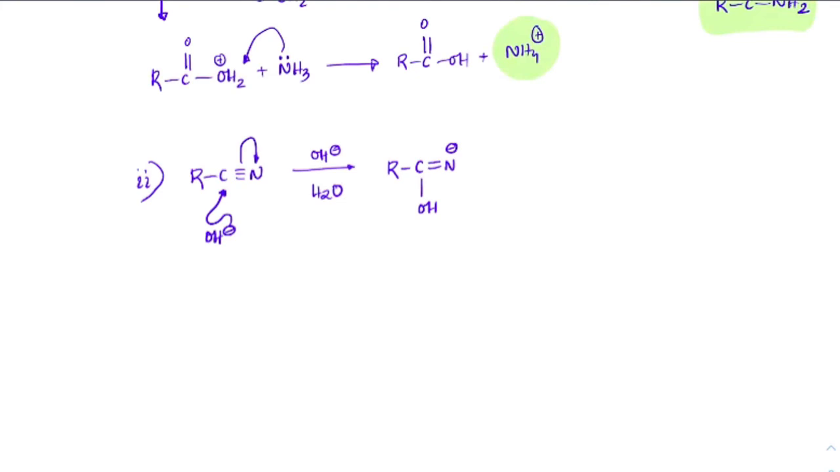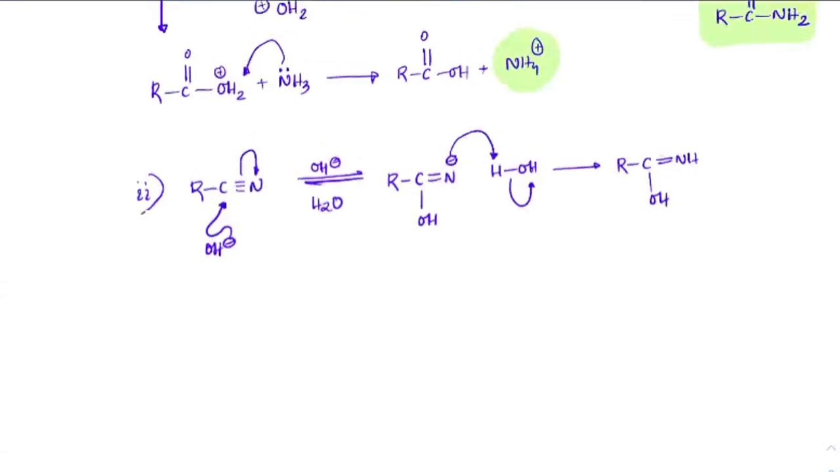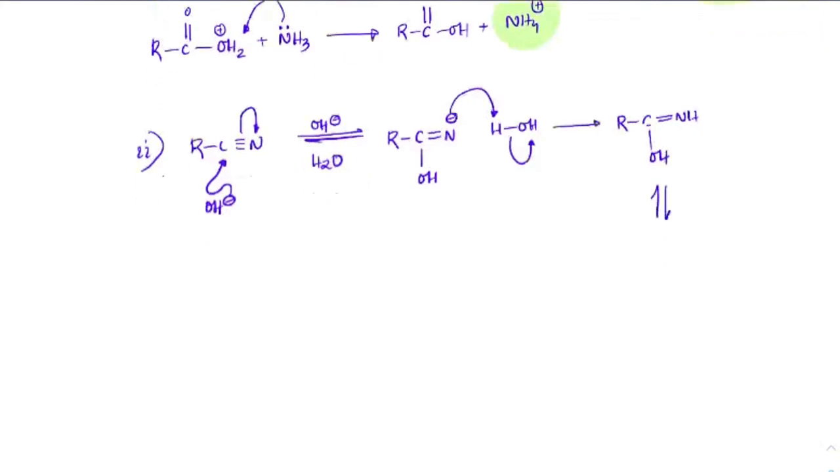Okay, so OH minus has attacked. So we got N minus, which from water will take H plus and becomes RC double bond NH and OH. It's a reversible step. Now if you observe here, it can undergo tautomerism. RC double bond O NH2. So you can see amide has formed.